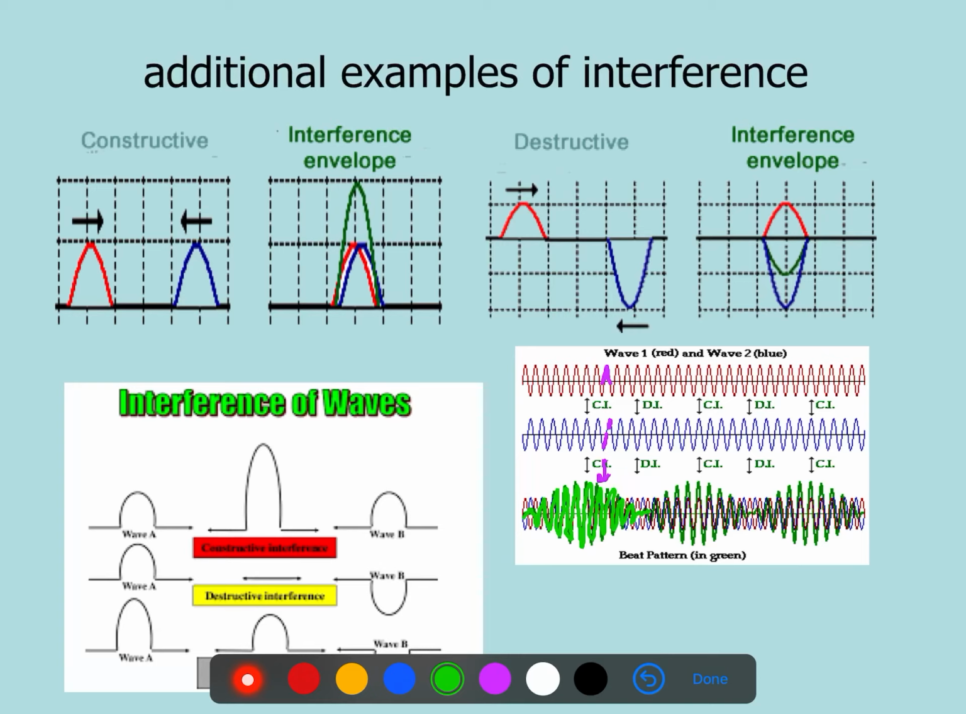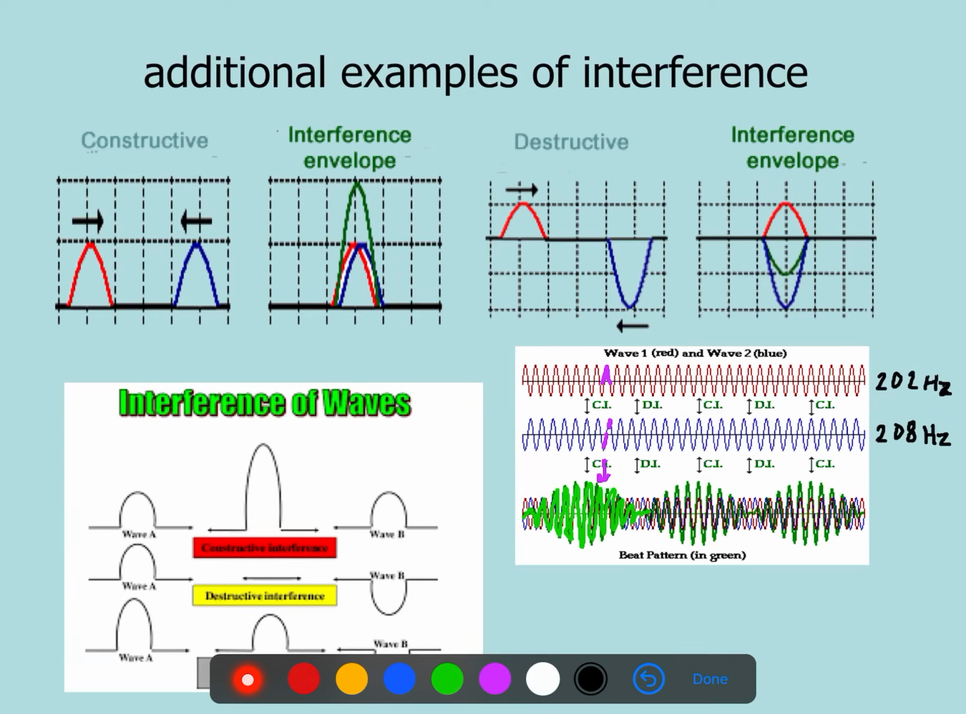So if you're asked a question about beats or beat frequency, our beat frequency is basically the frequency that represents the difference of our two waves. So let's say, for example, this first wave has a frequency of 202 hertz. And let's say that the second wave has a frequency of 208 hertz.